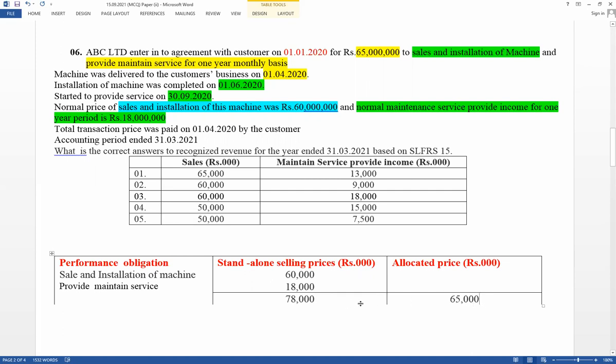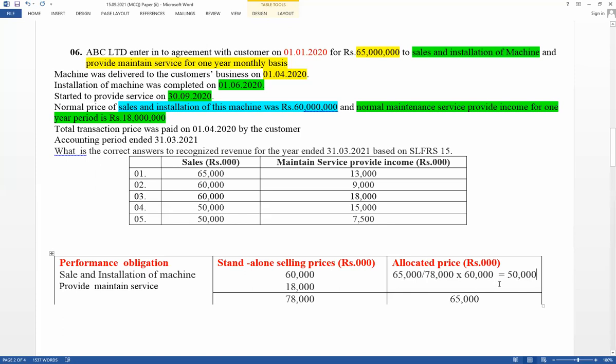Think, when the transaction price is 65,000, recognize the relevant part for sales and installation of machine: 65,000 divided by 78,000 into 60,000. Here, look at how we find it. Allocate the transaction price. Divide 65,000 by 78,000 and multiply by 60,000. Therefore, this is the allocation part. Therefore, here the transaction price allocated equals 50,000.